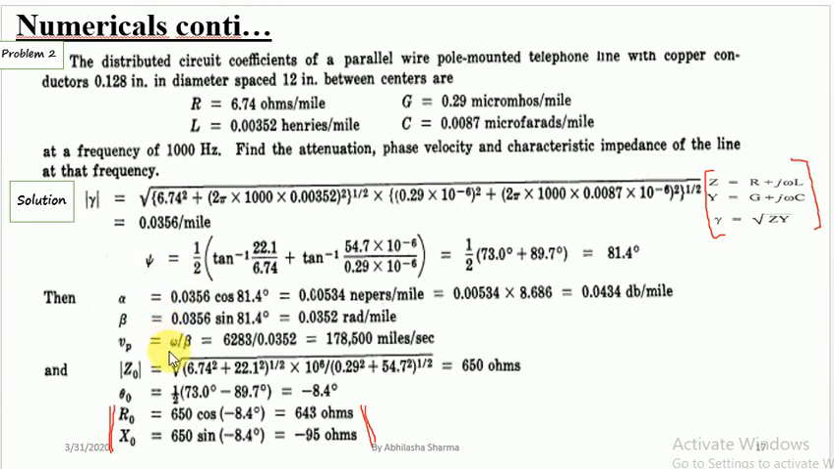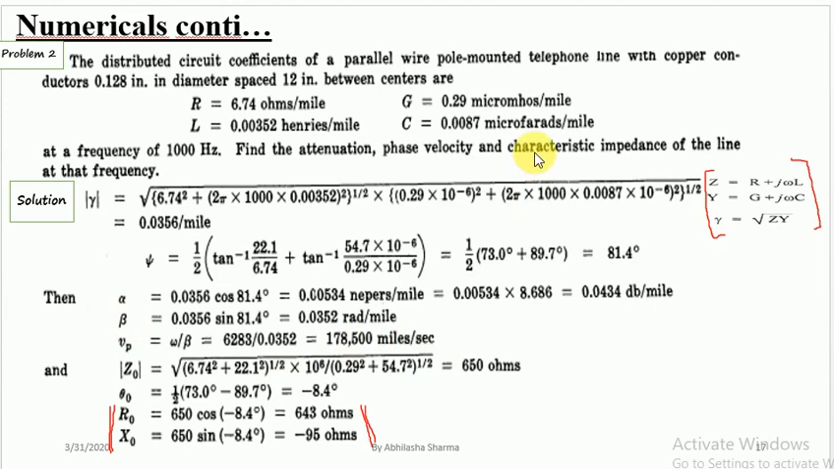And what's next is the velocity. In this question you have to calculate the attenuation, which has the unit of dB per mile. Remember the unit: which parameter you have to calculate and what is its unit. Next is the phase velocity. The calculation for the phase velocity is omega by beta. So whenever you calculate beta, you are able to calculate the phase velocity, in terms of miles per second.